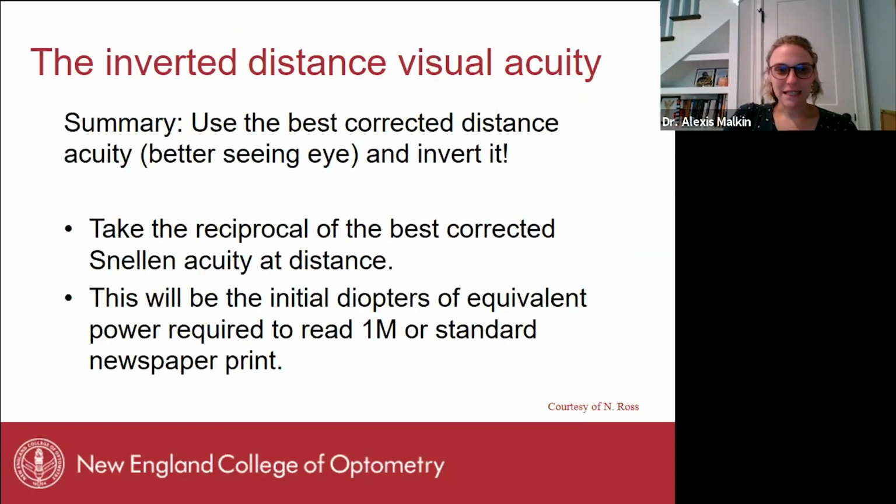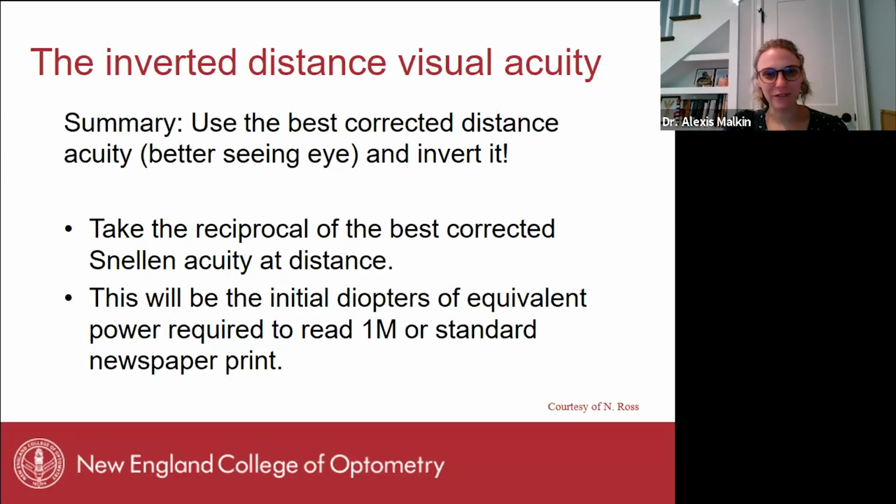So inverted distance acuity, really, really simple. You take the best corrected distance acuity in the better eye, and you flip it. So it's the reciprocal of the best corrected Snellen acuity at distance. That gives you your initial diopters, not X, but diopters, required to read 1M.